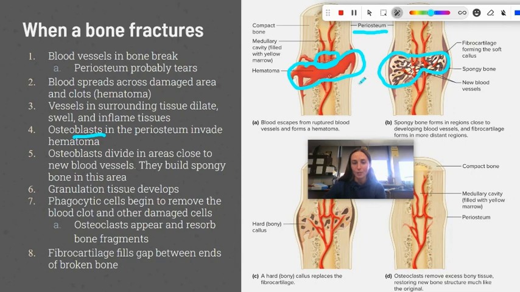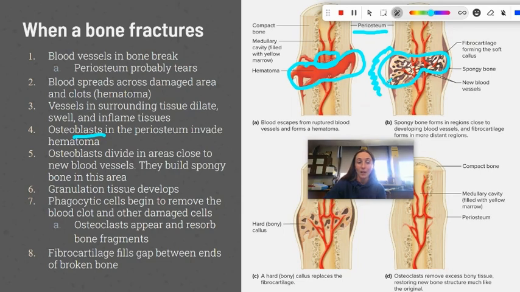There's going to be a bunch of them. They're going to divide and multiply. They're going to be near this area where we've had the break happen. They're building spongy bone all around that. We get some tissue that also develops around here, which is going to promote healing.